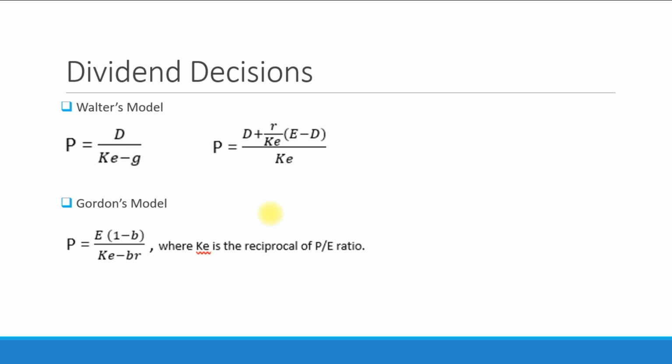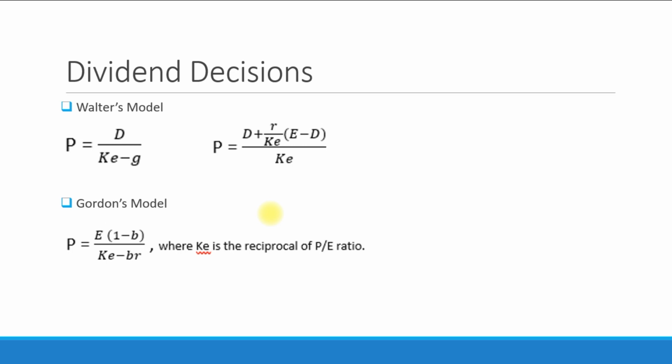Let us now take a look at the relevance of dividends. So here we are talking about the importance of dividends. Walter's model and Gordon's model actually tell that dividend decisions in fact influence the share price or the market price of a firm's share, and thereby capital structure also to some extent. But the main point is that dividend decisions influence share price or market price of a firm's share according to Walter's model and Gordon's model. So we'll take a look at what each of them means.